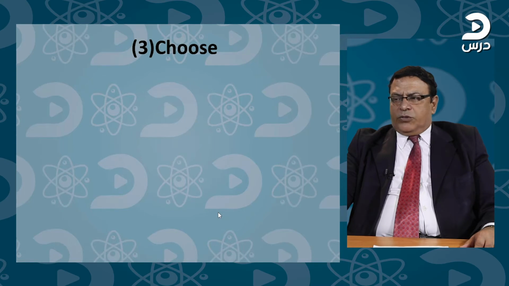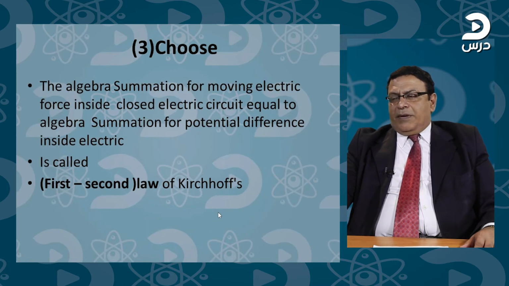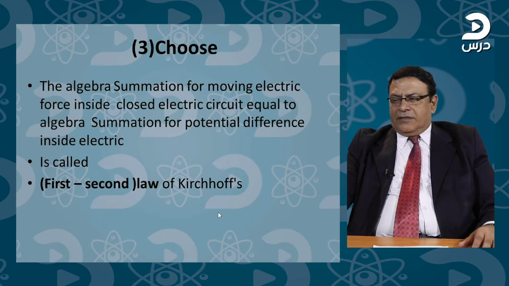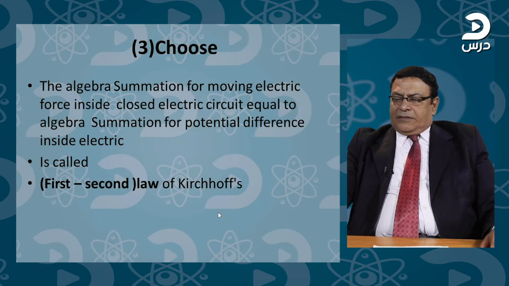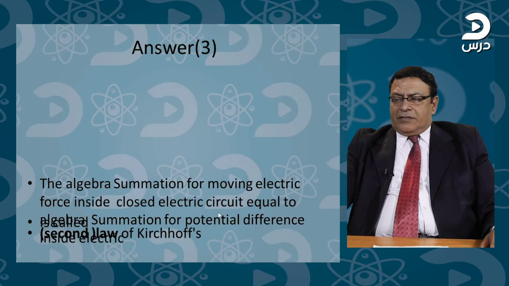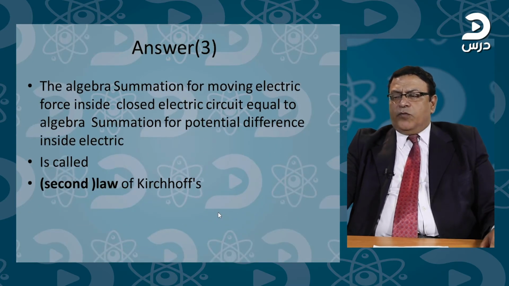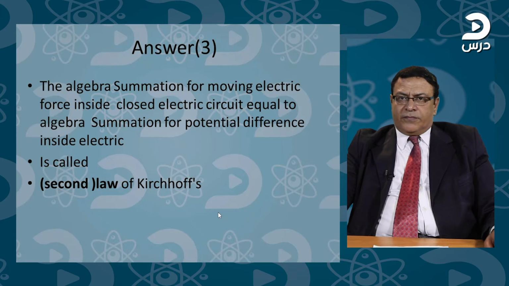Question number 3. Choose. The algebraic summation of moving electric force inside a closed circuit equal algebraic summation of the potential difference inside closed circuit is called. هل the first law or second law؟ الانسرز طبعا هنا algebraic summation of moving electric force inside closed circuit equal algebraic summation of potential difference inside closed circuit is called second law of Kirchhoff.